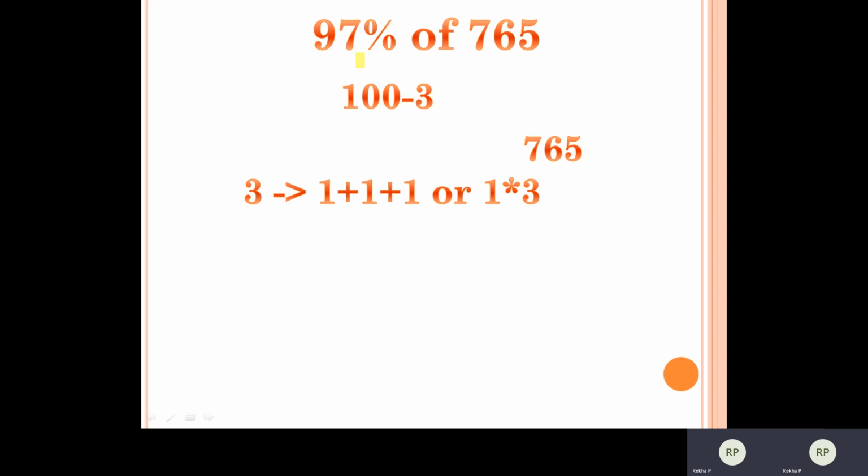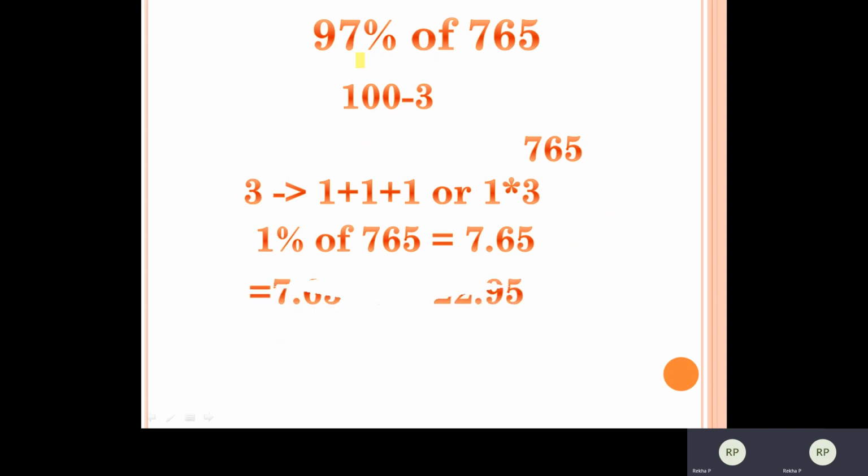You can write it as 1 plus 1 plus 1 or 1 into 3, whichever is easiest. You have to find out your easiest method, what is easier for you. With performing 1 into 3 or performing 1 plus 1 plus 1, whichever is easier for you, you can go for that method. So for 1% of the number, we can easily write, put two decimal points. So you will get it as 7.65.